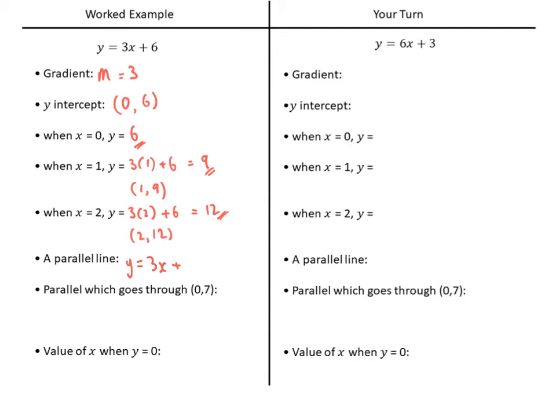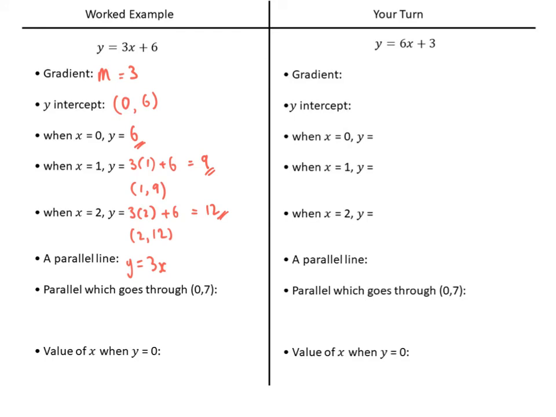So plus 5 or minus 5 or 3x on its own. All of those and any variations of them will be parallel. But the 3 needs to be there.